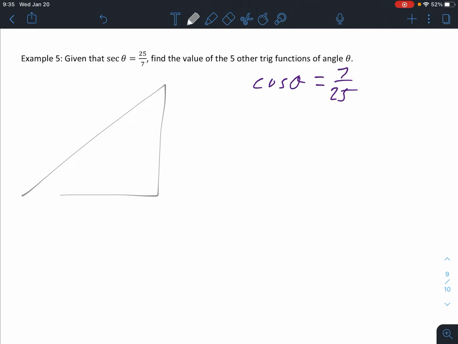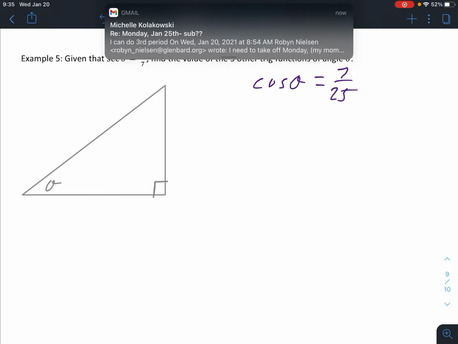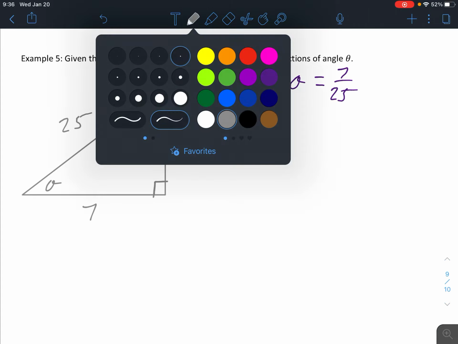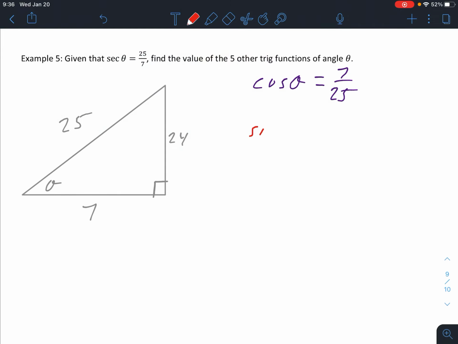And again, it doesn't matter where you put theta at. I'm going to put it down there again. The cosine is adjacent leg over hypotenuse. So 7 over 25. Through Pythagorean theorem, again, you would get this third side is 24. I'm not going to go through that again, but there's the third side of 24. And now we can answer our other 4 questions.